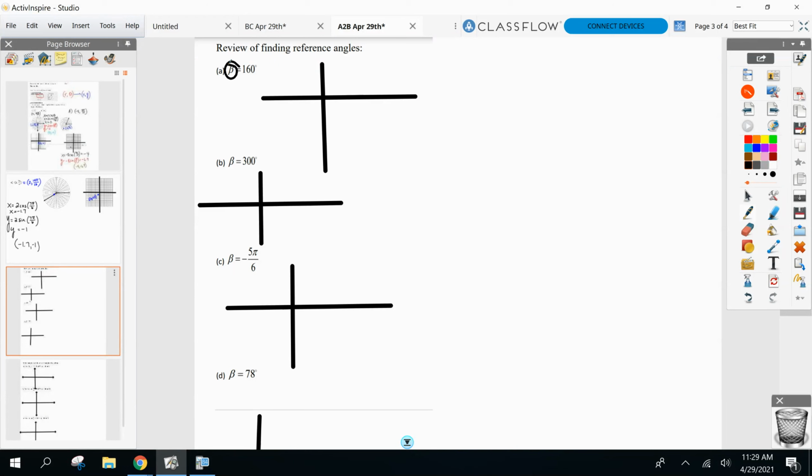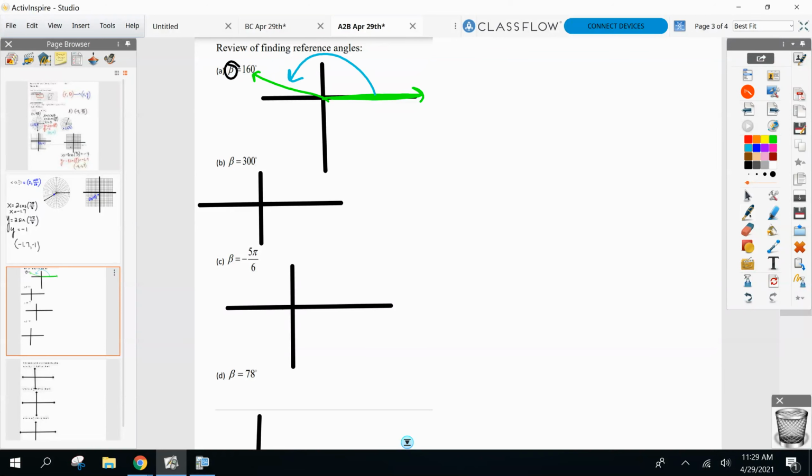160. Can you guys help me graph one real quick? Can you graph 160 for me on the XY axis? So I could review with you guys what a reference angle was. 160. I should be in quadrant 2. Okay, quadrant 2. There is a 160 degree angle going this way.